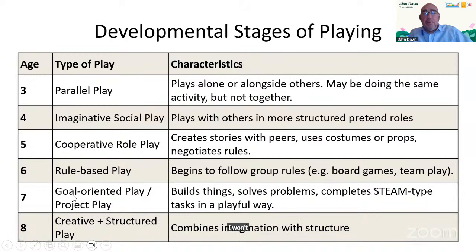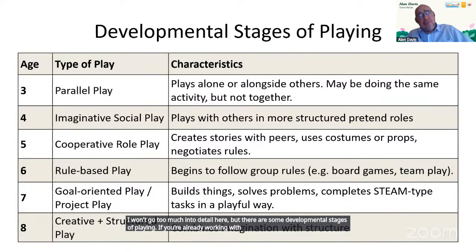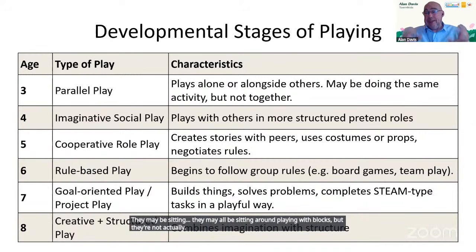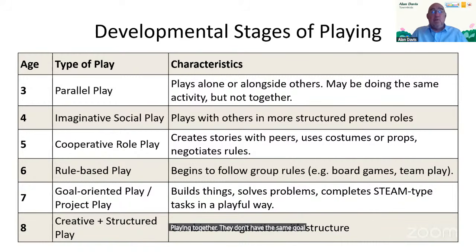I won't go too much into detail here, but there are some developmental stages of playing. If you're already working with students, you know, right, that a 3-year-old is not going to be able to sit down and do a crossword puzzle. It's just not going to happen, right? So a 3-year-old goes through the stage of parallel play, where they may be playing alone. They may all be sitting around playing with blocks, but they're not actually playing together. They don't have the same goal. They're just working through the block activity.